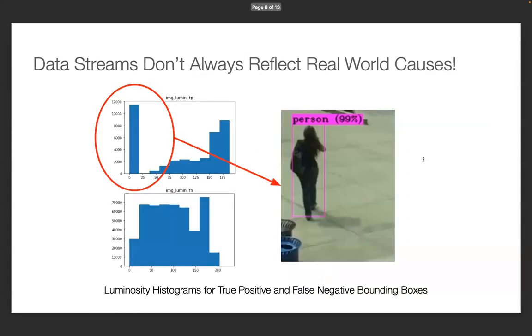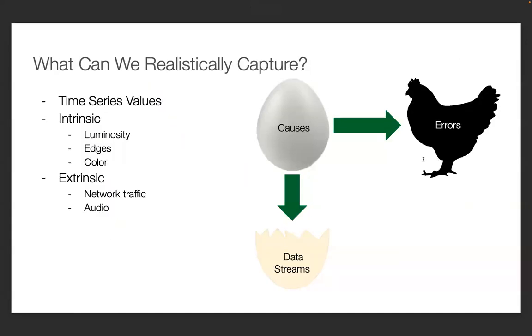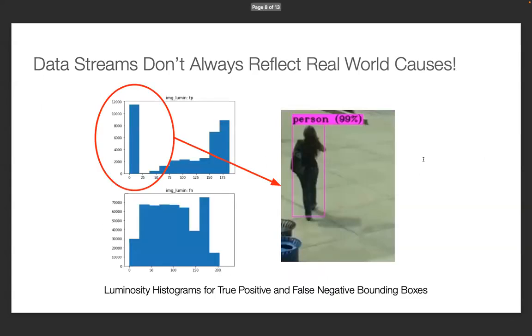And so our question is, how can we link these things that we realistically capture, and that previous video systems have tried to do analysis on, to those actual real world physical causes of errors? An example of why this is important is that no matter what, our time series is not perfectly representing the physical world.